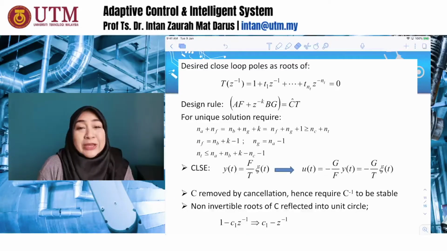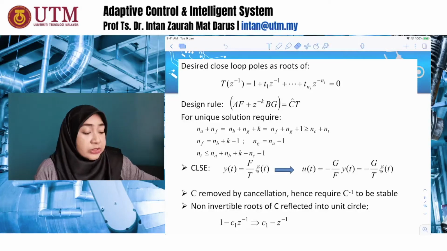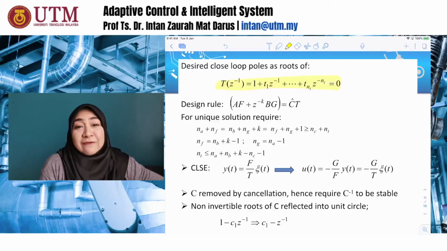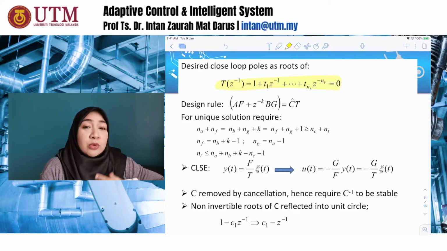If you look at your desired pole, given by this equation T here, the desired pole is something that you have to set by yourself. When we design the desired pole, it must be a stable one, isn't it? If you want to design a first order system, you need to design one pole, one value of pole which is stable. The value must be less than 1.